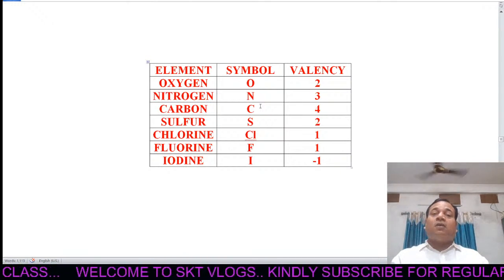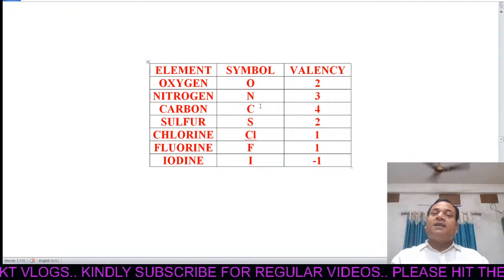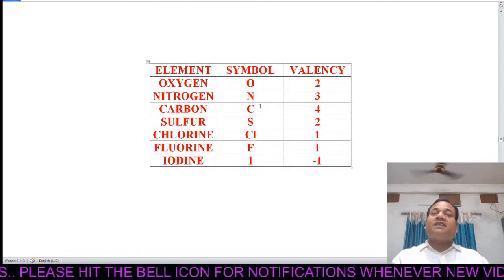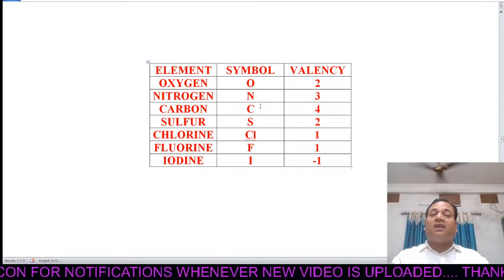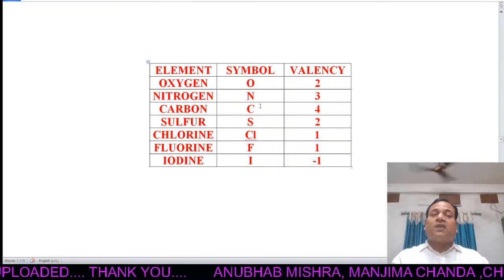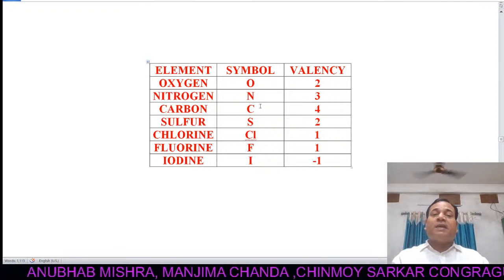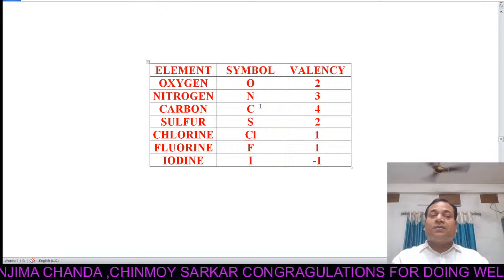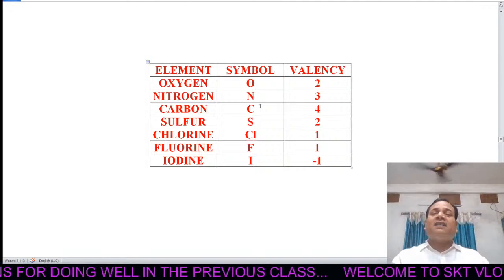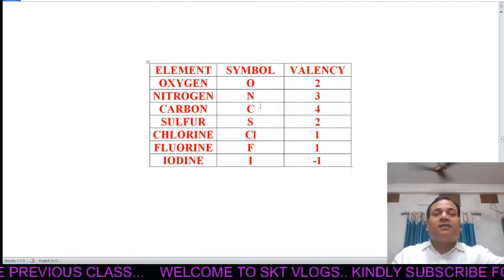Oxygen, symbol O, its valency is 2. Nitrogen, symbol N, its valency is 3. This chart is taken from your textbook only. Carbon, symbol C, valency 4. Sulfur, symbol S, valency 2. Chlorine, symbol Cl, valency 1.